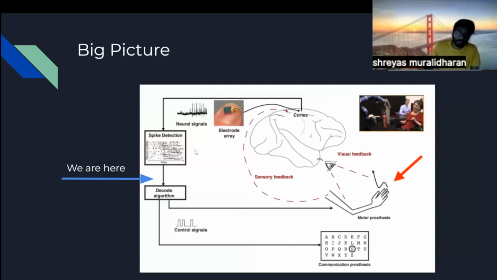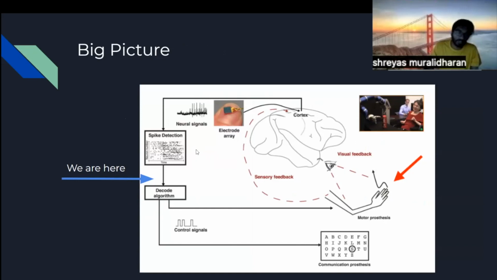Okay, so in terms of the big picture, I just wanted to give a quick recap. So here we have the brain, cortex. The brain is doing some kind of computation, so we're getting some visual feedback from here. We're implanting an electrode array into cortex, and we're recording the neural signals.